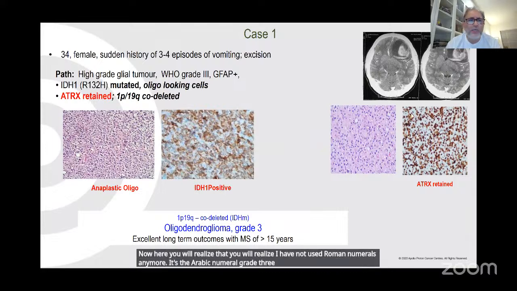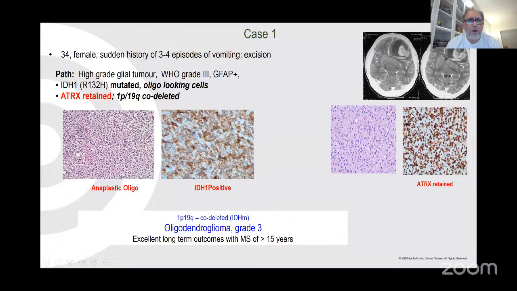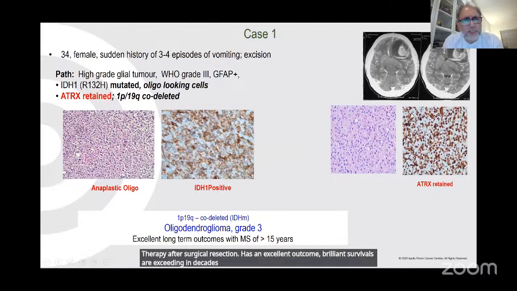Now, the point here I want to make is that in spite of being a high-grade glioma, particularly with therapy after surgical resection, this has an excellent outcome. Median survivals are exceeding in decades, both in grade 3, and grade 2 can be even more. And that is quite heartening. So this has practical implications.